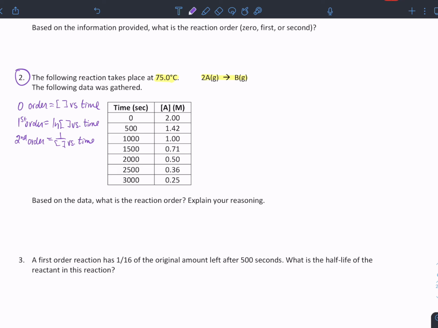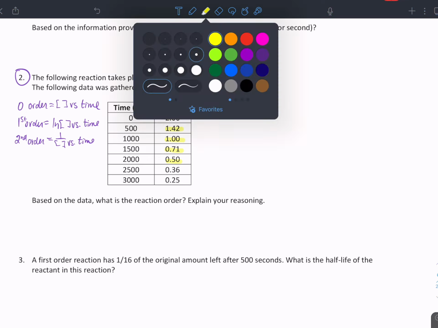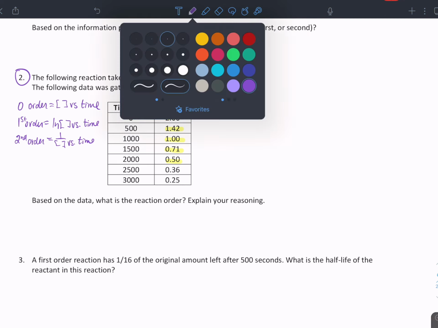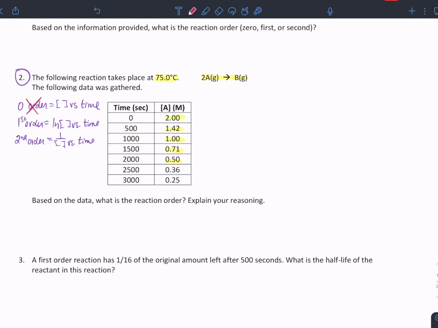So first thing we can see as we are going from trial to trial, we've got increments of 500 seconds. The concentration is not changing at a constant rate. So we know that we can rule out zero order. So what we do want to do is figure out whether we have the natural log of A or the inverse of A that's going to change at a constant rate.